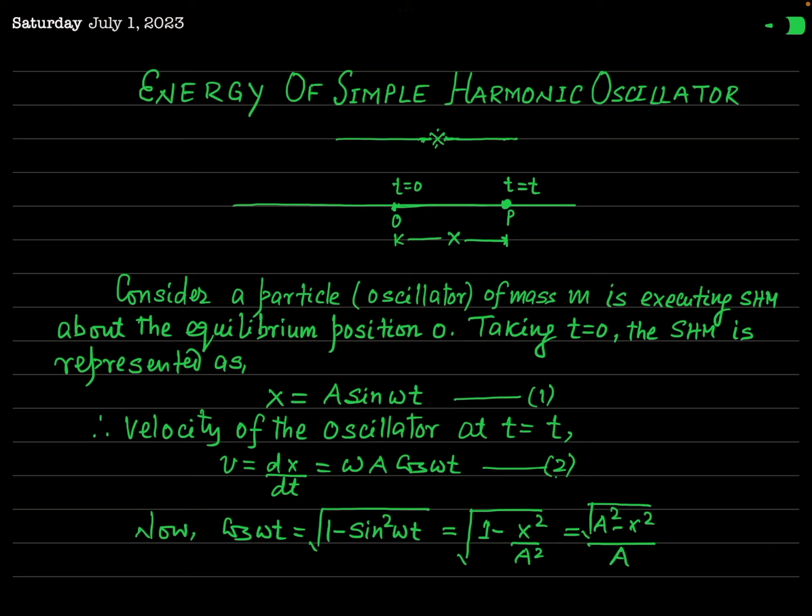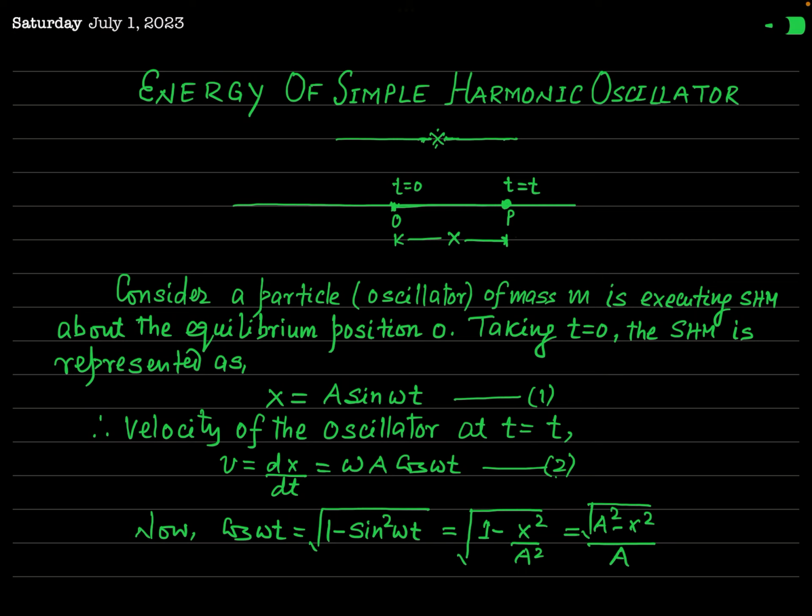And for this, let us consider there is a particle or an oscillator of mass m oscillating about the equilibrium position O shown in this figure. And at any moment t, the particle is at this position P, as you can see in this figure, when its displacement is x.